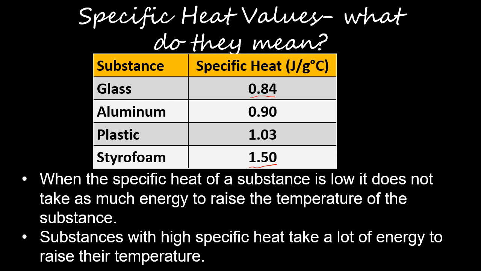So we use different materials for different reasons. Glass is great for things that need to transfer energy, but styrofoam is good for things that we want to use for insulation so that we don't get as much heat transfer. So when a specific heat of a substance is low, it does not take as much energy to raise the temperature. And when substances have high specific heat, it takes a lot of energy to raise their temperature.